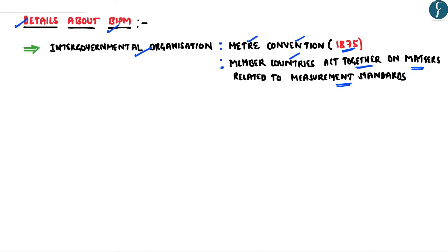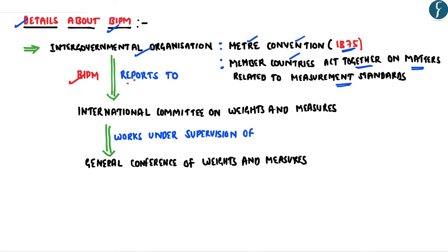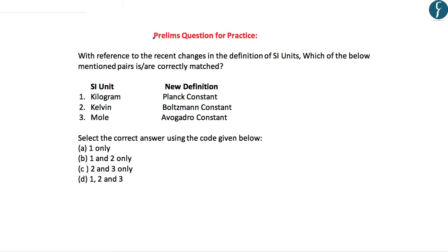So as part of this convention, the member countries decided to act together on all matters related to measurement standards. BIPM reports to the International Committee on Weights and Measures, and this international committee in turn works under the supervision of the General Conference of Weights and Measures. So these are some of the aspects which one should know with respect to the International Bureau of Weights and Measures.